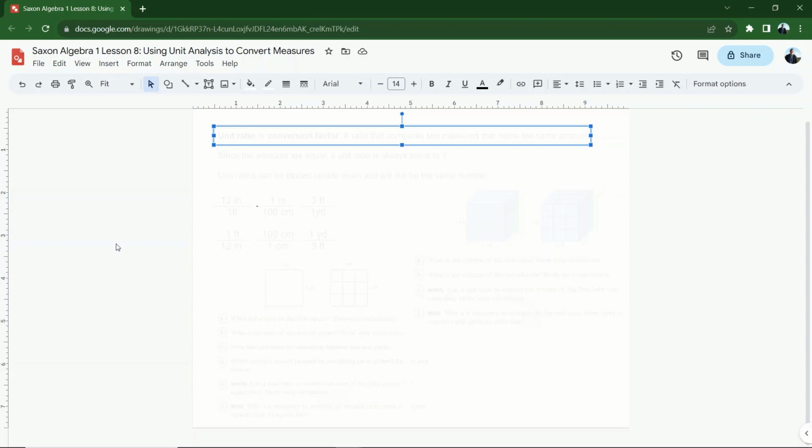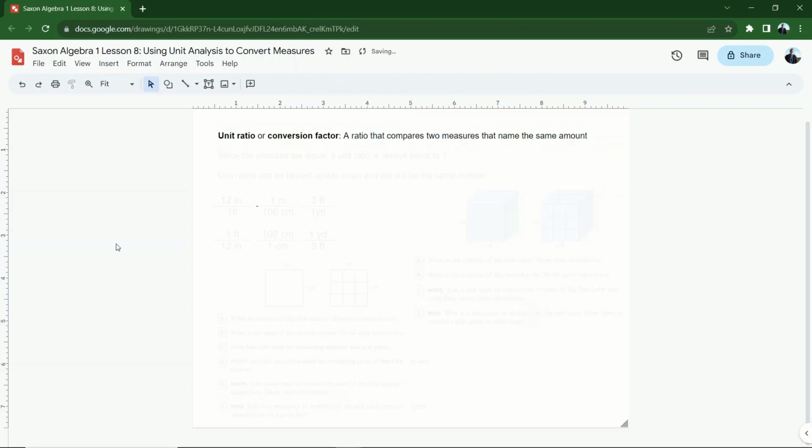All right, so what are we talking about here when we talk about converting measures? Well, really what we're talking about is using something called unit ratios or conversion factors. These are ratios that compare two measures that name the same amount. Let's take a look at a few examples of unit conversion factors. Here I have 12 inches and 1 foot. 12 inches divided by 1 foot is a unit conversion factor. It's a ratio. 1 meter to 100 centimeters and 3 feet to 1 yard.